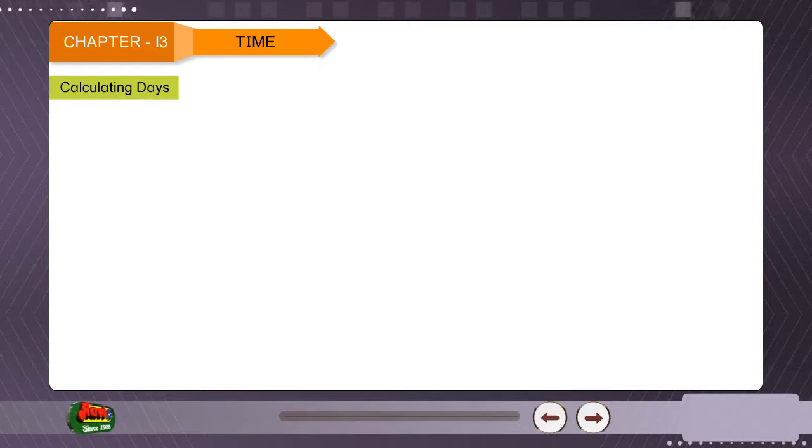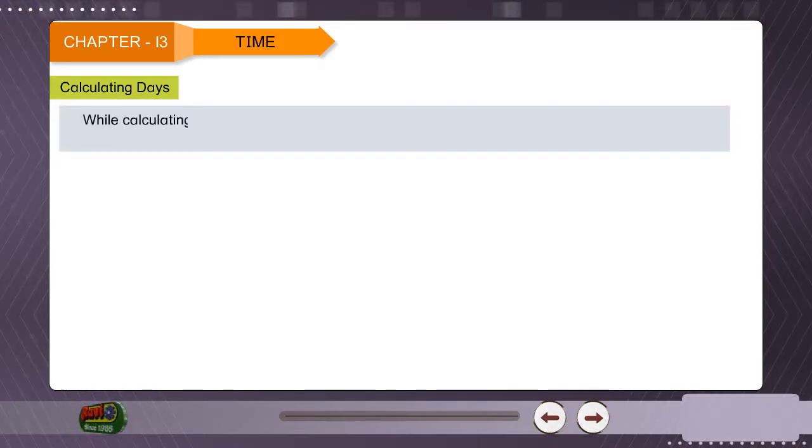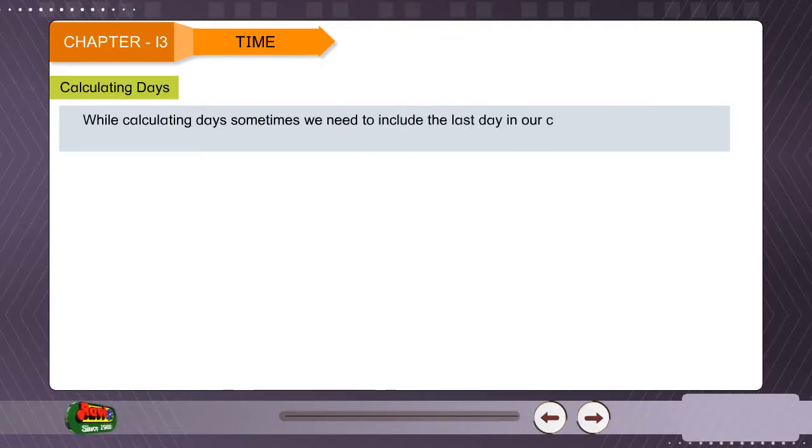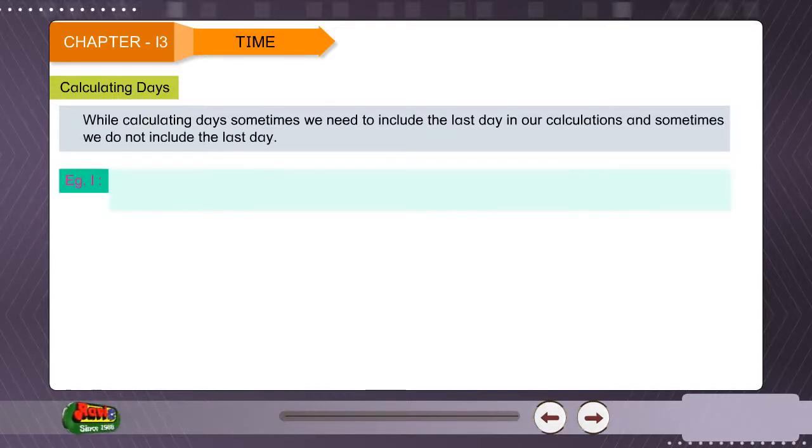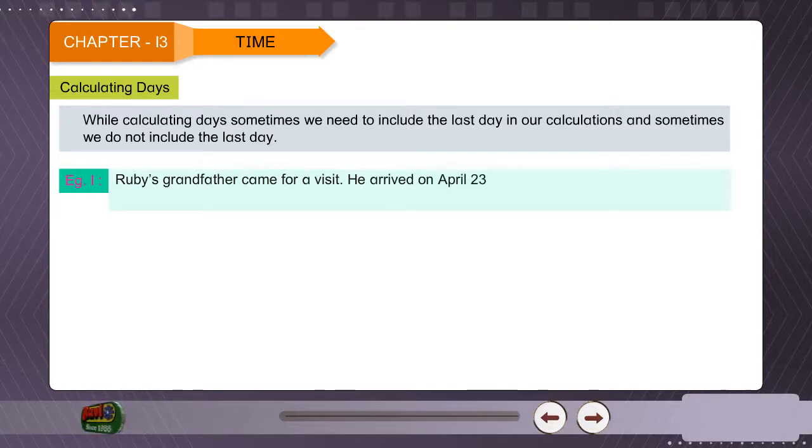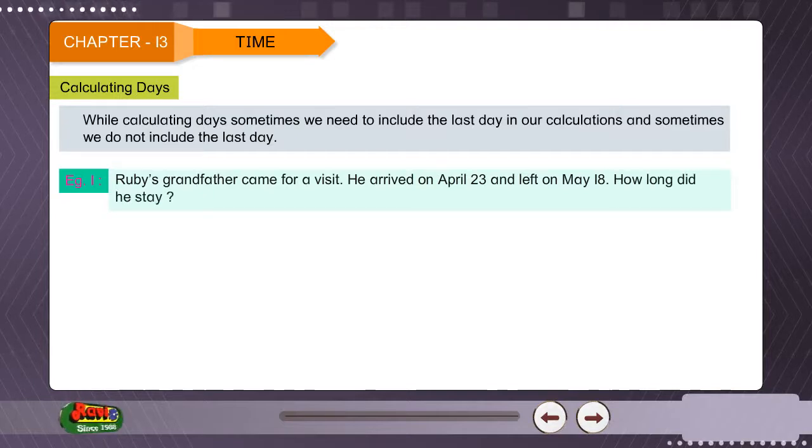Calculating days. While calculating days, sometimes we need to include the last day in our calculations and sometimes we do not include the last day. Example 1. Ruby's grandfather came for a visit. He arrived on April 23rd and left on May 18th. How long did he stay?